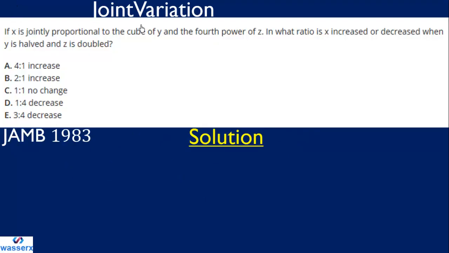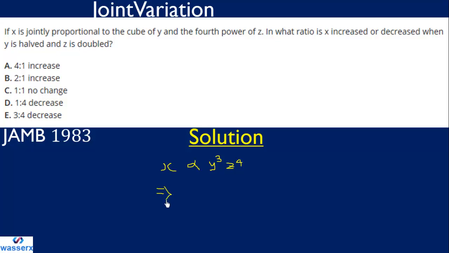If x is jointly proportional to the cube of y and the fourth power of z, in what ratio is x increased or decreased when y is halved and z is doubled? So let's establish some relation over here. We have x being jointly proportional to the cube of y and the fourth power of z.